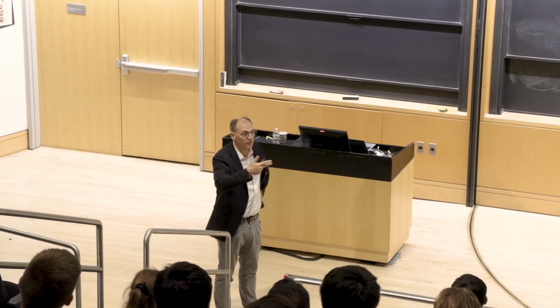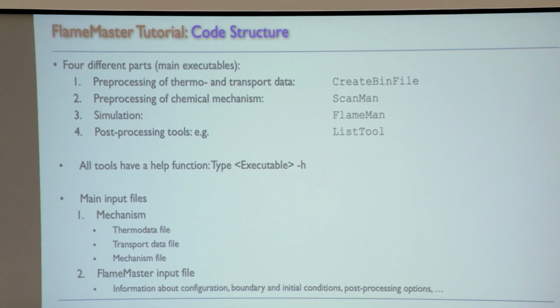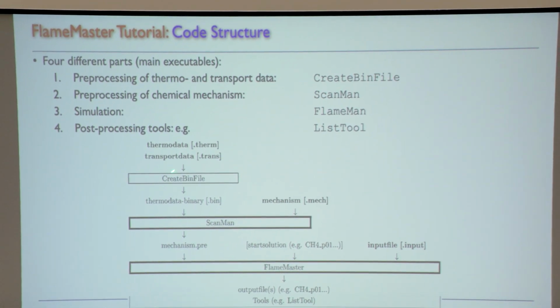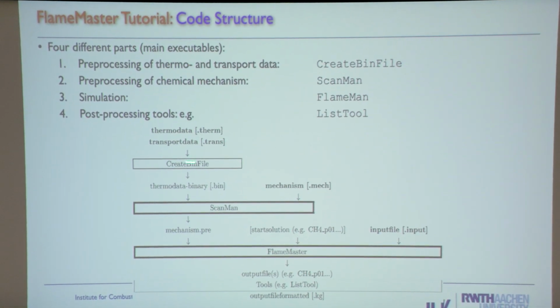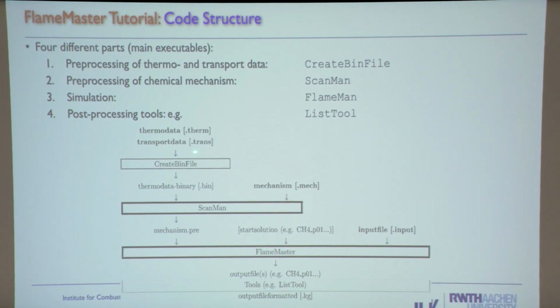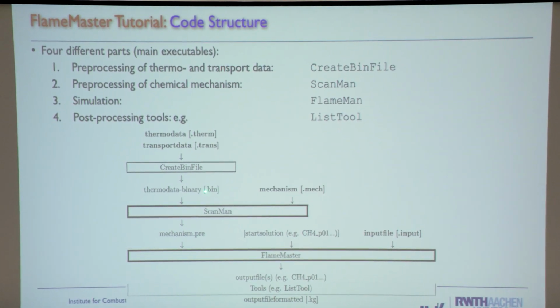Do I want to solve a premixed flame or a non-premixed flame? That's one of the important ones, here in this FlameMaster input file. So this is how this works. Here's the thermo data and transport data, maybe in Chemkin format, and it could now create this binary file.